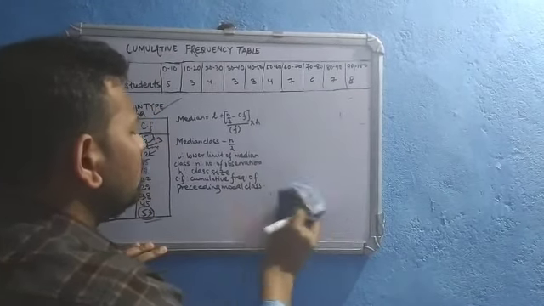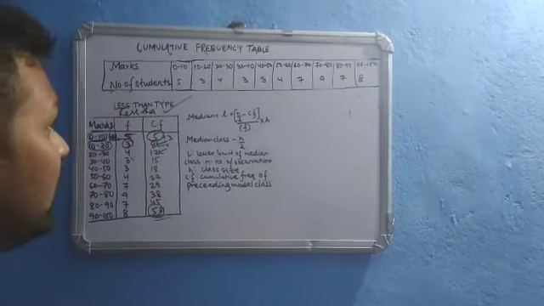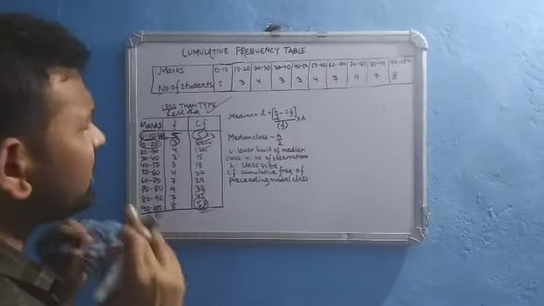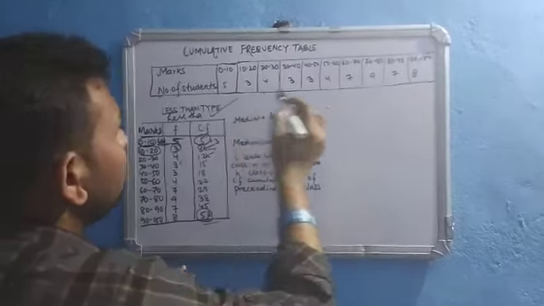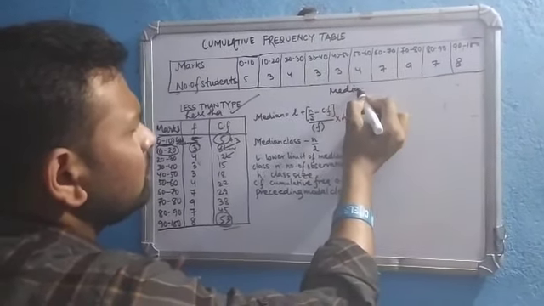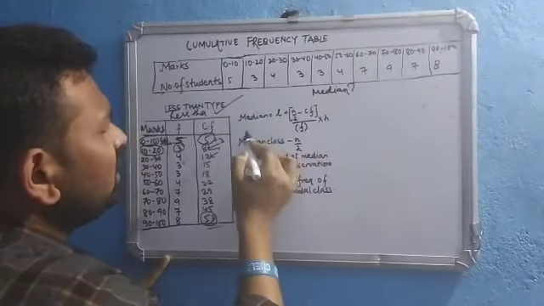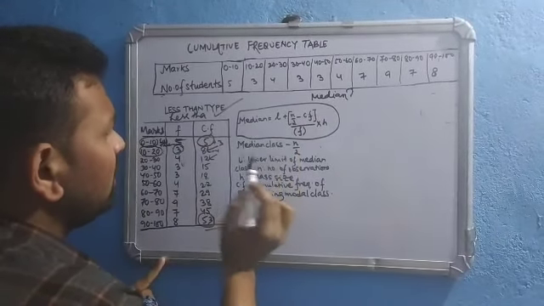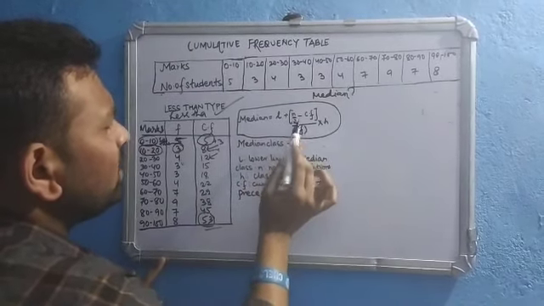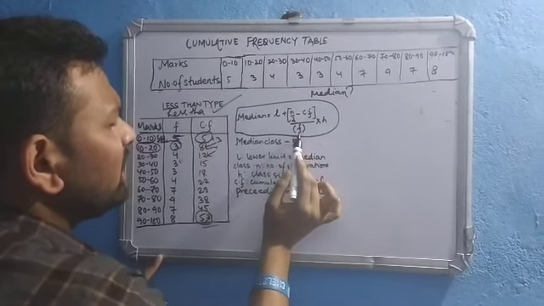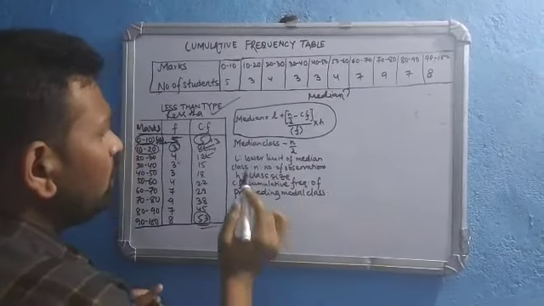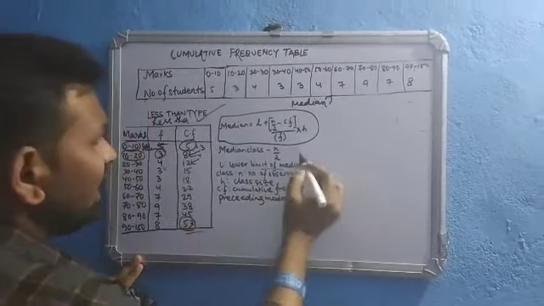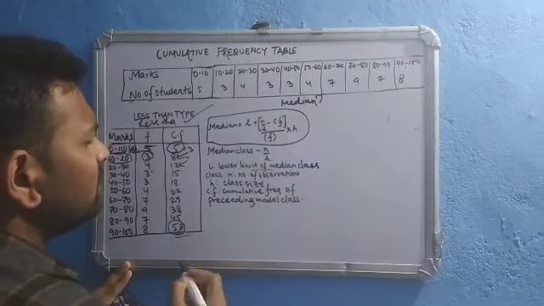Now, let us come back to what we are doing. We are talking about median. So for this distribution, what is the median? That is the question. We have been discussing the median. Now, median is expressed by using this formula: Median is equal to L plus (n by 2 minus cumulative frequency) divided by f, into h. Now, what is L? L is the lower limit of the median class.